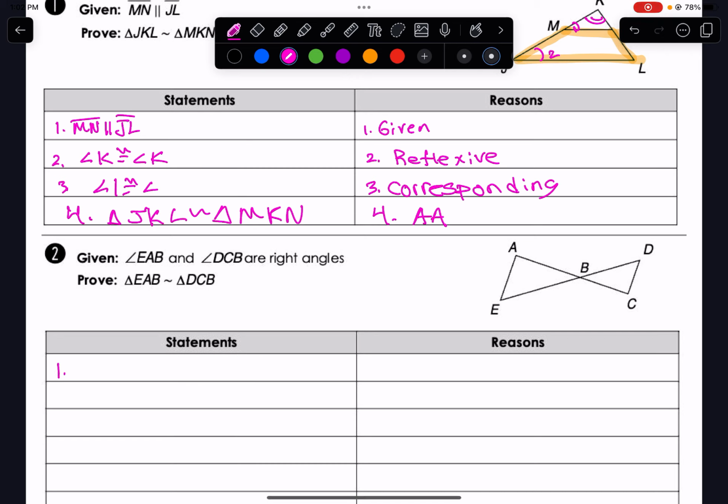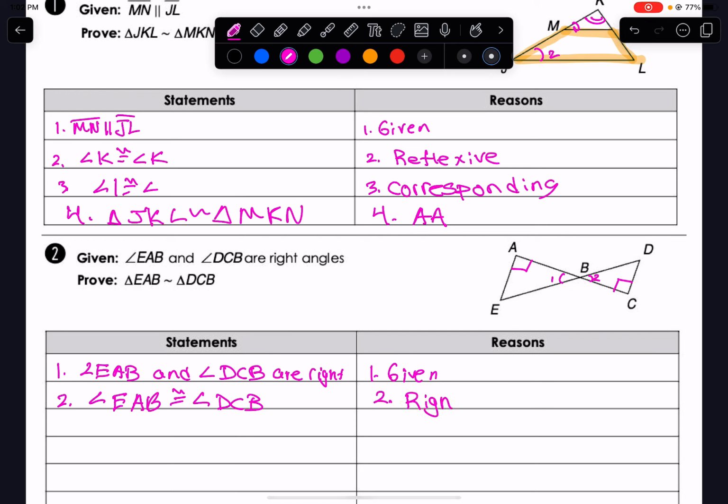So first we are given that angle EAB and angle DCB are right angles. Given. So EAB is here and DCB is here. In addition, we know that these are congruent because they are vertical. So first, if we wanted to be thorough, let's write that EAB is congruent to DCB. Reason, right angles congruent.